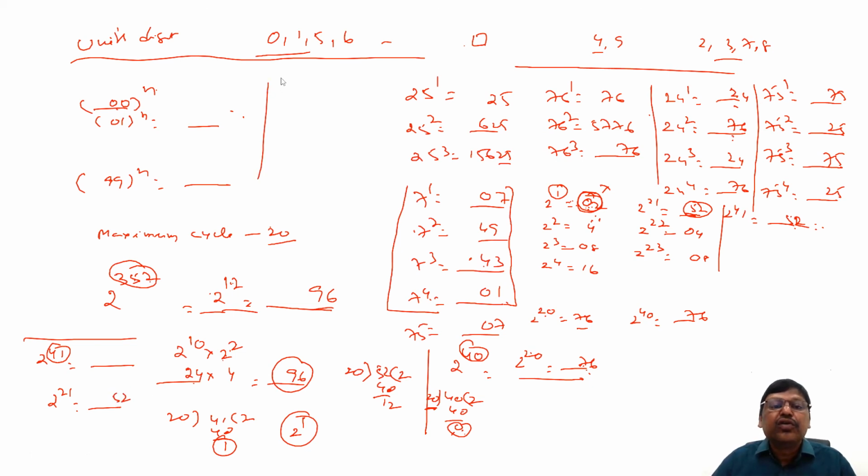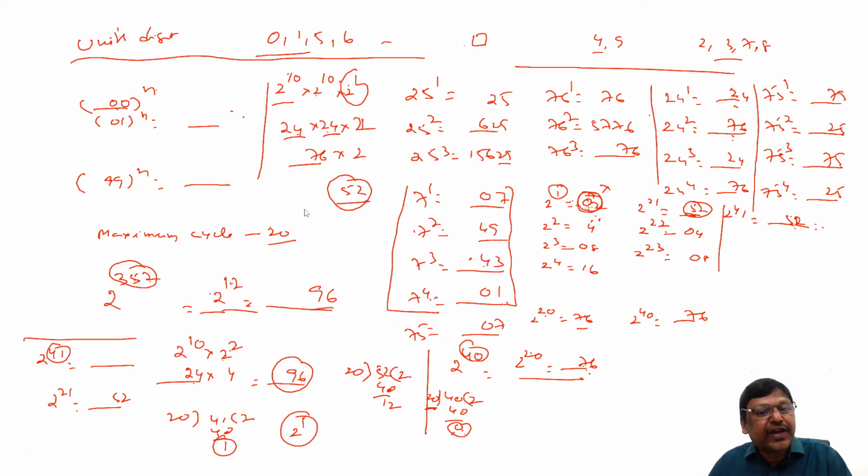Simple. 2 power 21 I can write as 2 power 10 into 2 power 10 into 2 power 1. 2 power 10 ends with 24, and 2 power 1 is 2. 24 into 24, last two places 76, that is the last two places. 76 into 2 is 152, so the last two places are 52, I can say. Right? Let me sum this up in the next slide.